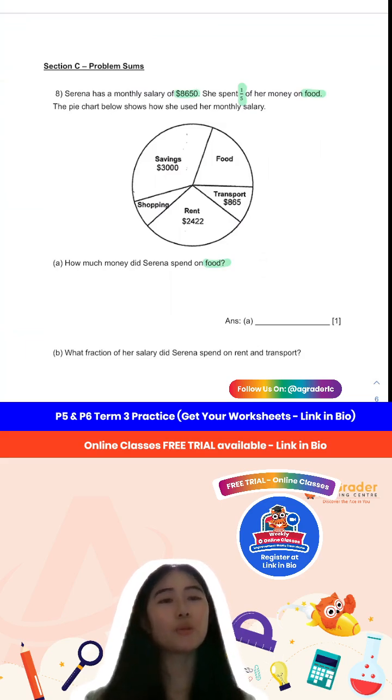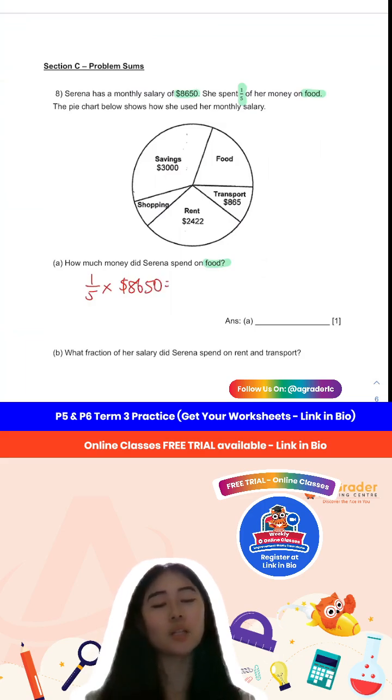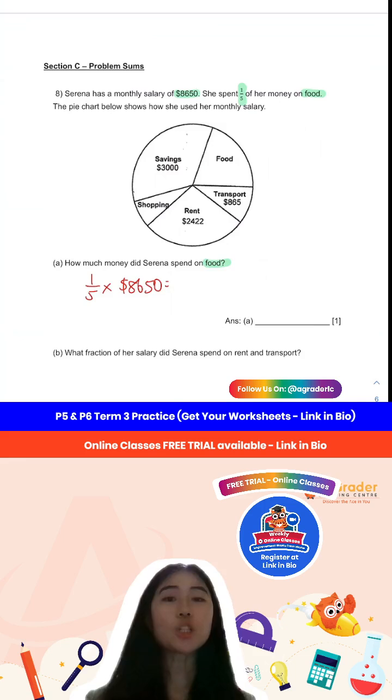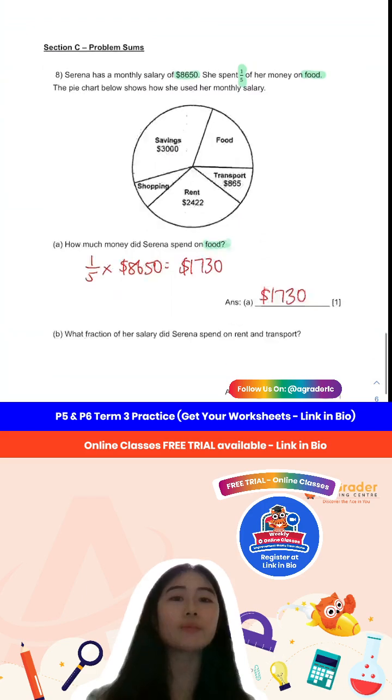Okay, so seems like most of you are done. For part A, it's just one step. You just need to use 1/5 times $8,650. Because she spent 1/5, right? So just use 1/5 times the amount of money. You should get $1,730. That's for part A.